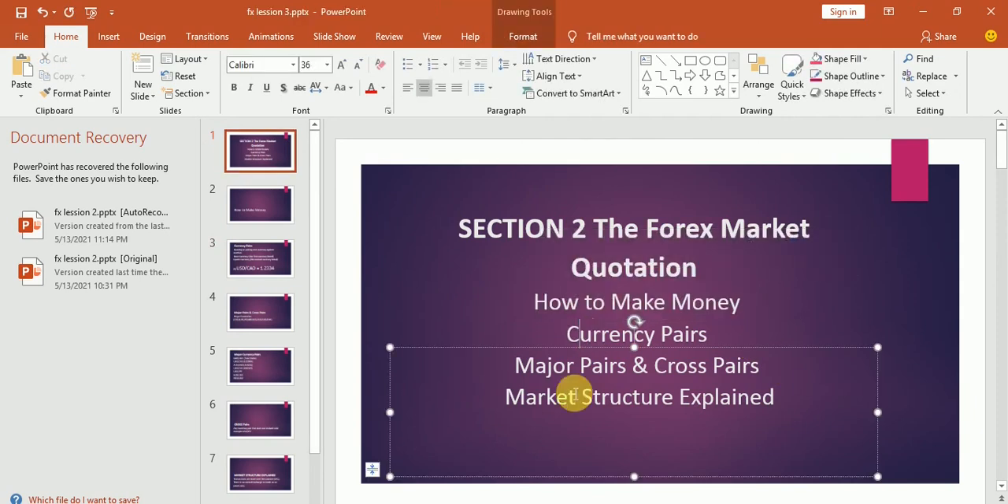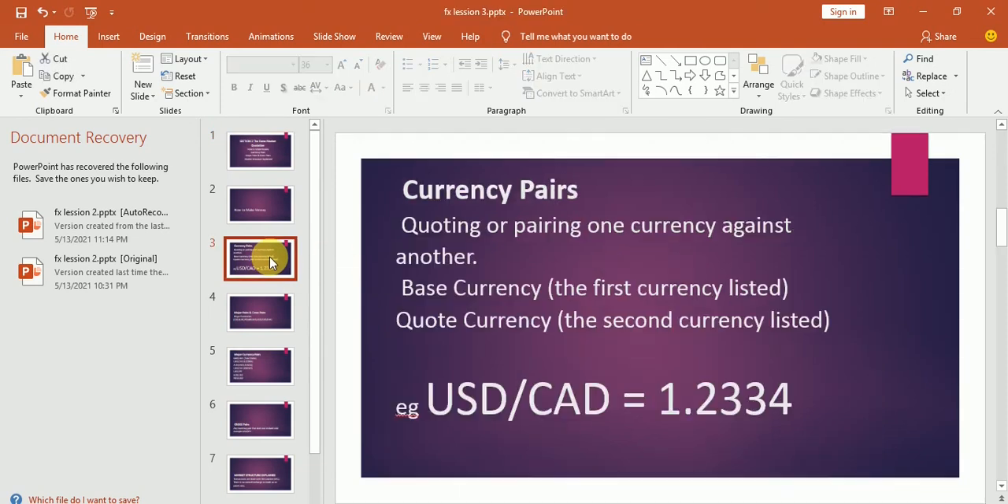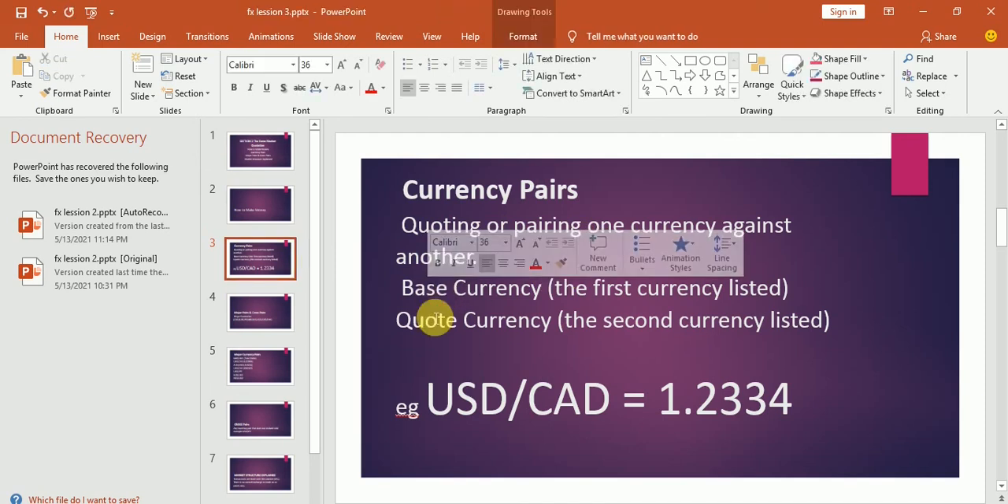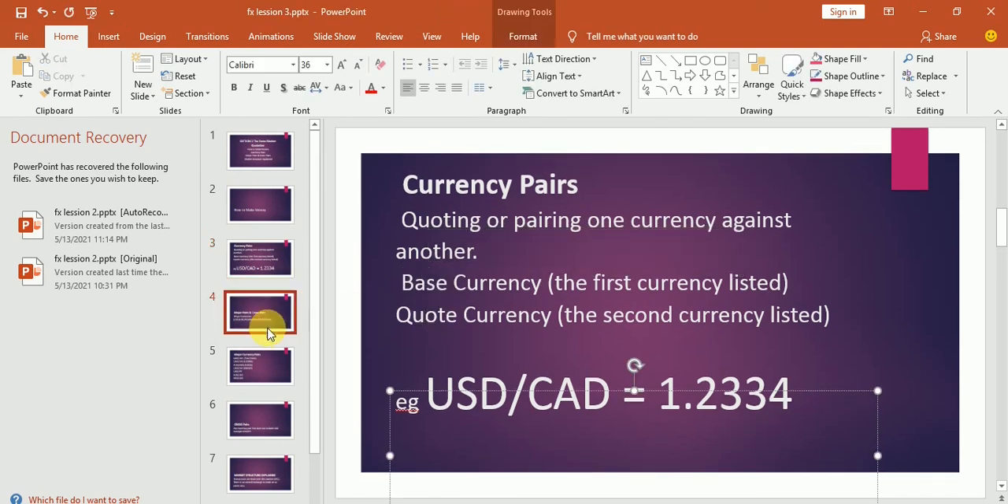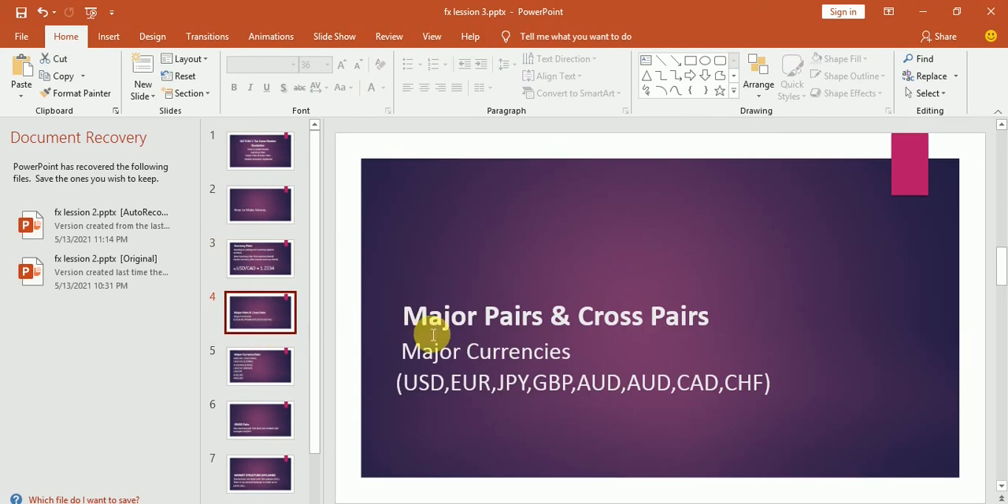So in our list now, we have treated how to make money on forex trading, the currency pairs. Believing you have understood what currency pairs are all about, pairing one currency against another, we now move into two types of currency pairs: the major currency pairs and the cross currency pairs. Currency pairs means quoting or pairing one currency against another, and I have explained this. Let's move to the major and cross pairs.